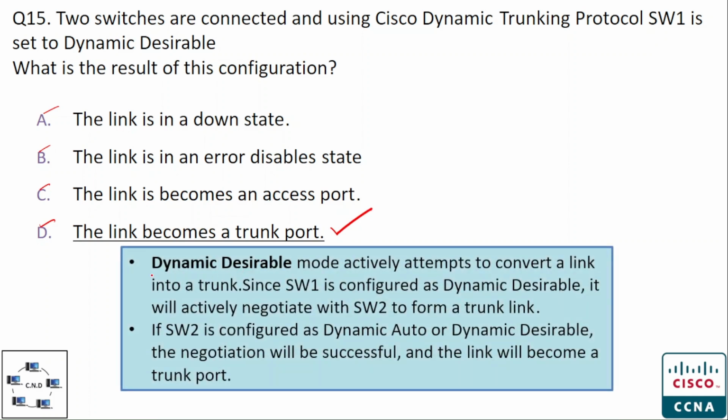So the dynamic desirable mode actively attempts to convert a link into a trunk. Since switch 1 is configured as dynamic desirable, it will actively negotiate with switch 2 to form a trunk link. If switch 2 is configured as dynamic auto or dynamic desirable, the negotiation will be successful and the link will become a trunk port.